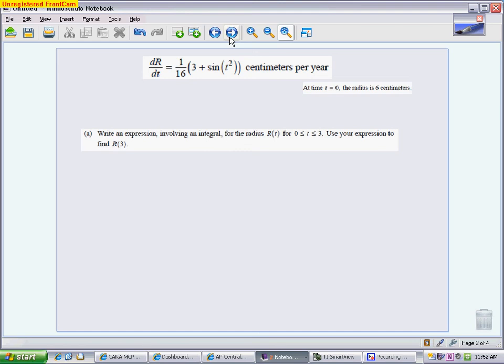So part A. Part A wants an expression using an integral, so they give you a little clue, for the radius from 0 to 3. So the first thing that I look at is if I have a derivative of r, the way I get r is I'm going to integrate. So it's going to be the integral of dr/dt, so 1/16 (3 plus sine of t squared). And the other thing that I know is we are wanting to know the radius from 0 to 3, so they're actually giving me the boundaries, so from 0 to 3.